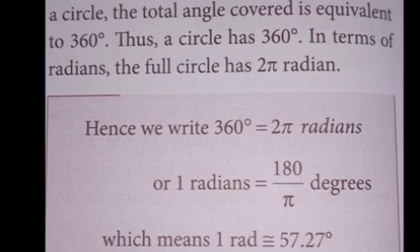Students, the radian is used to measure the object in a circular path. So we can measure both in degree as well as in radian. If you are converting into radian, the formula is 180 degree divided by pi.